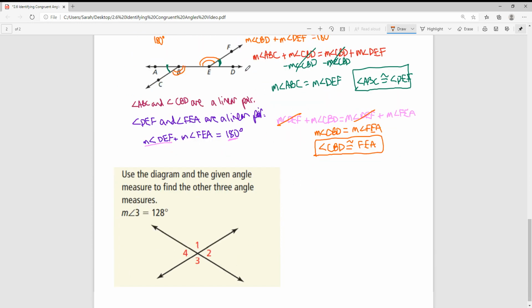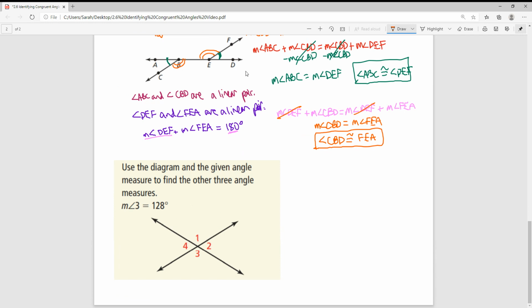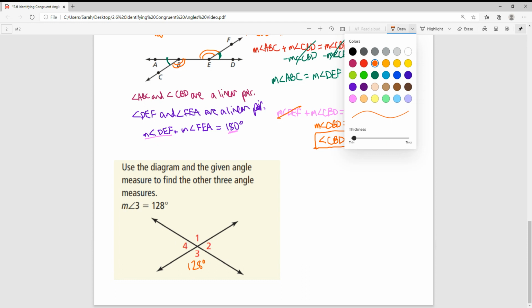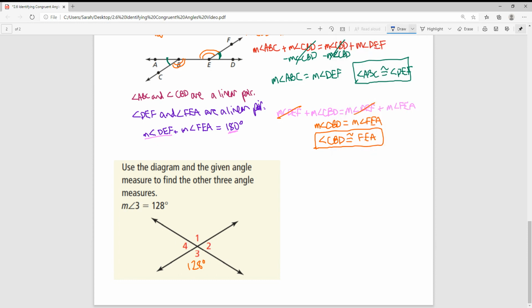The last thing we're going to do is, you'll have some of these on the homework. They will give you a picture something like this with 4 angles in it. They'll give you just the measure of one angle. They want you to find all the other ones. So they're telling you here, okay, angle 3 measures 128. Now, think about the relationships you have going on here. 1 and 3 are vertical angles. They're going to be congruent.